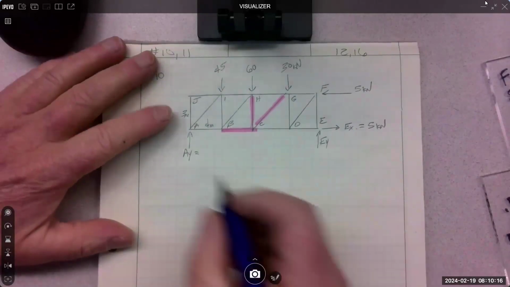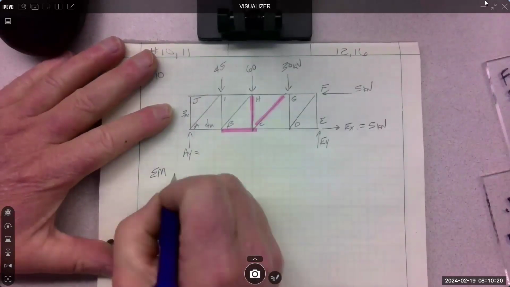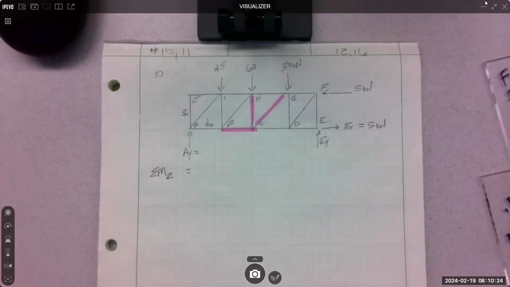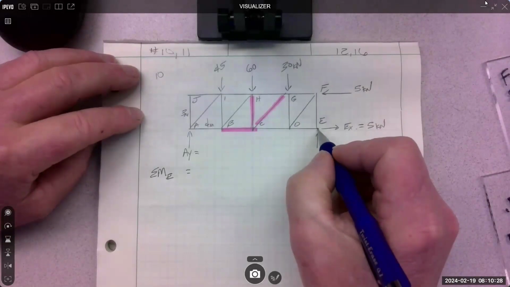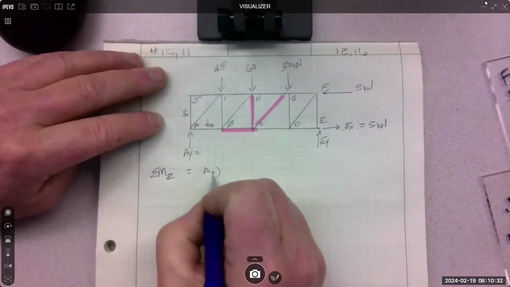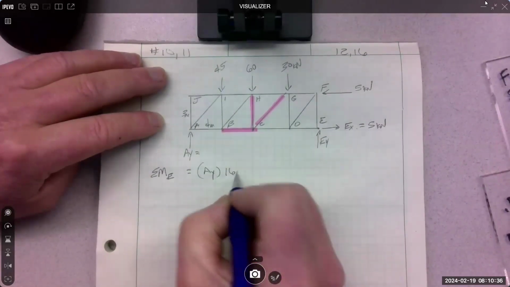All right, so let's go. Some got it wrong, so hopefully you get a moment about E to get AY. So a moment about E, and I'll put AY in the equation right away. AY times 1, 2, 3, 4 times 4 is 16.